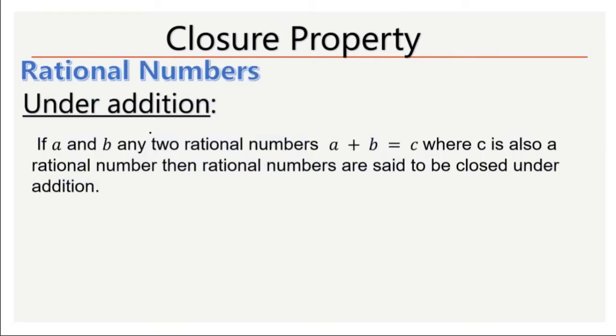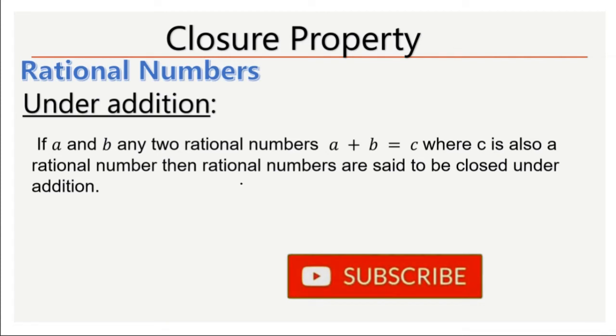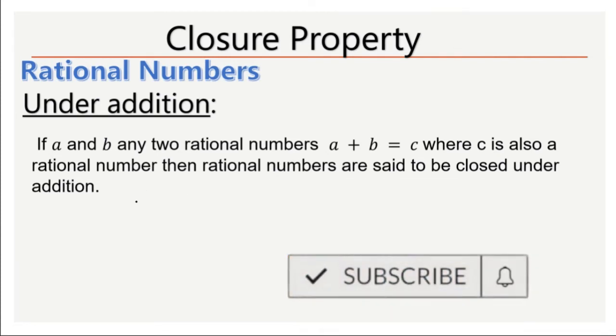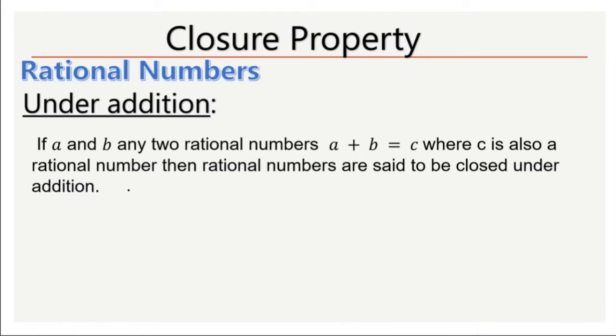First, we will discuss under addition. If a and b are any two rational numbers, the sum a plus b equal to c, where c is also a rational number, then the set of rational numbers is said to be closed under addition. Let me consider any two rational numbers. Let me consider 1 by 2 and say 3 by 4 as two different rational numbers.